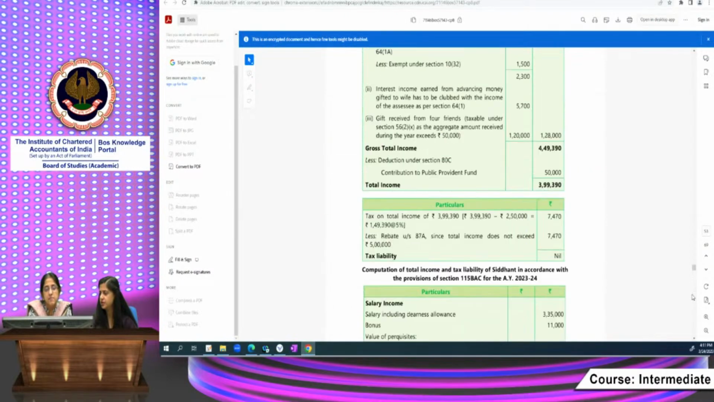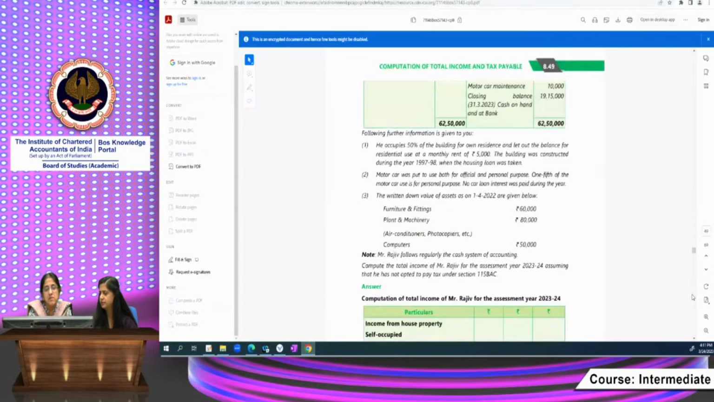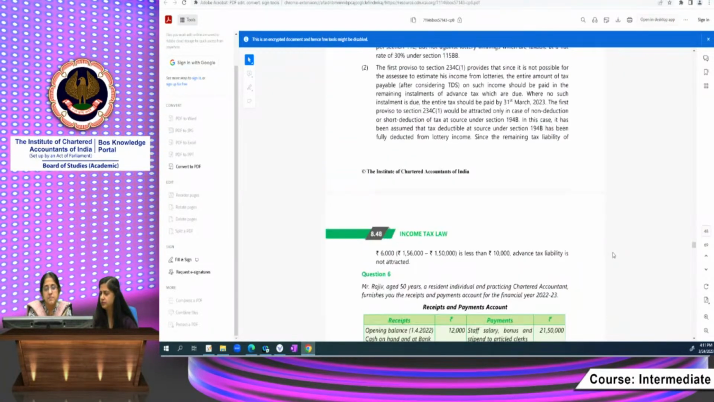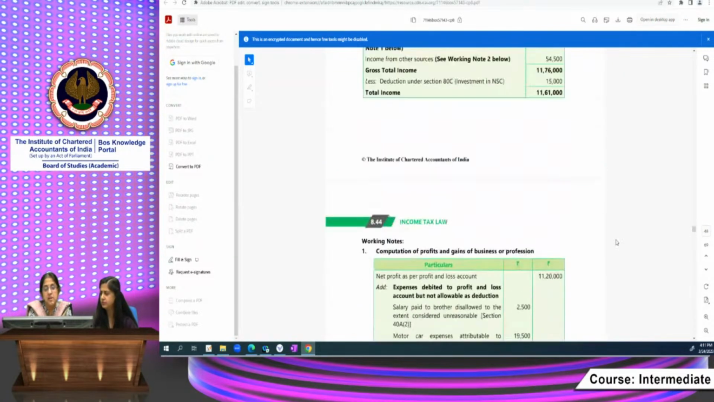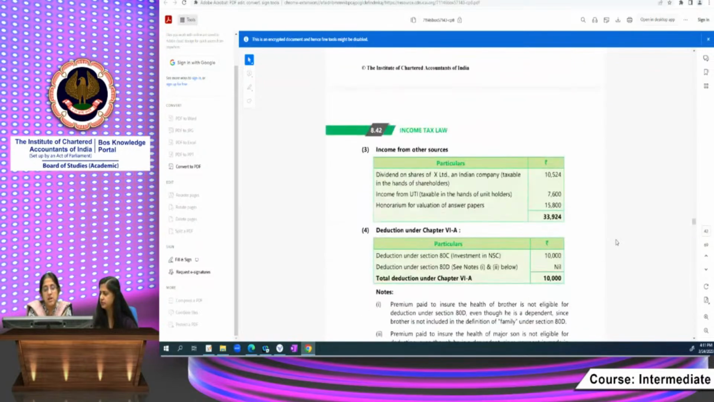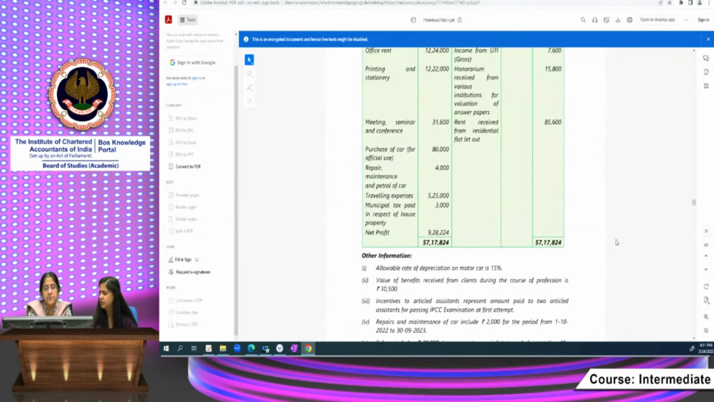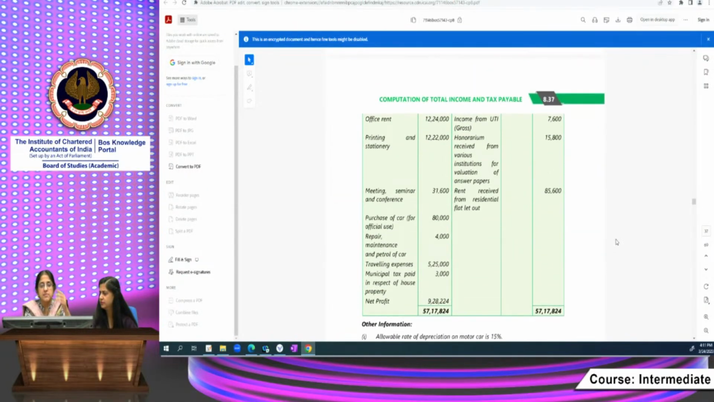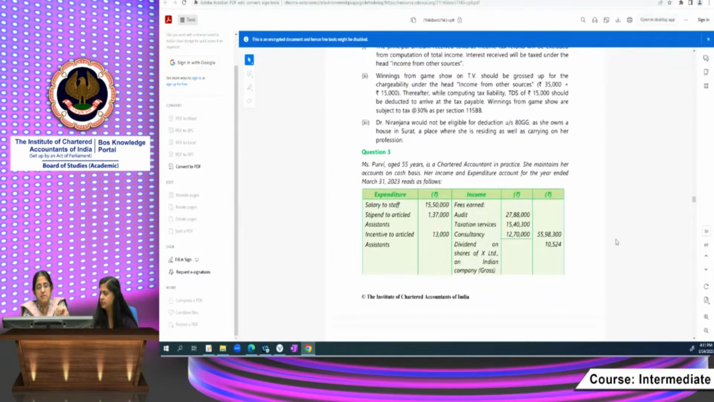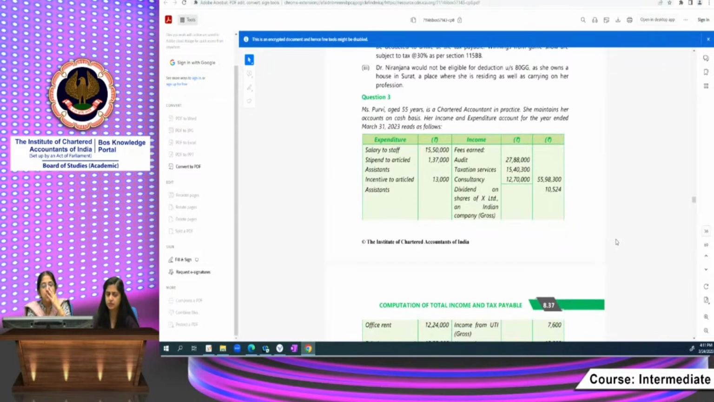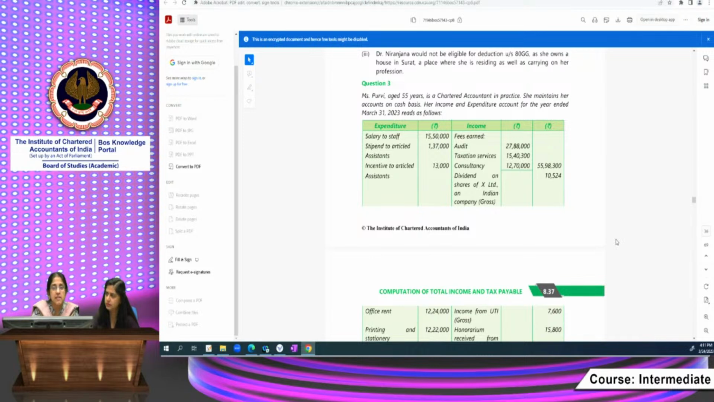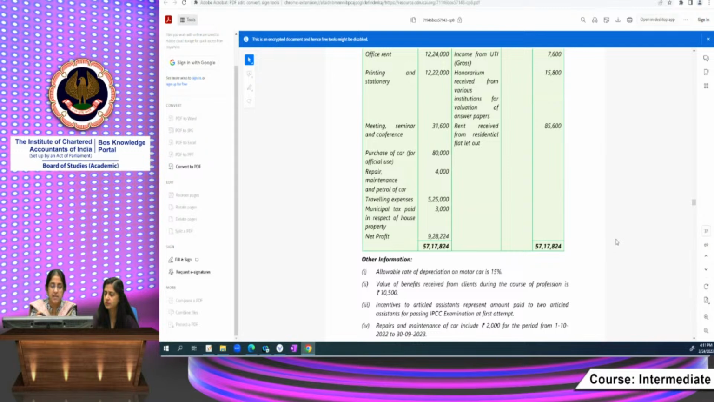Question 6. This is receipts and payment. See, Miss Purvi, I hope you are able to see the screen. Miss Purvi is a chartered accountant in practice. She maintains her accounts on cash basis, and her expenditure and income and all that. So what is the figure which we are going to take? We are going to take this net profit.